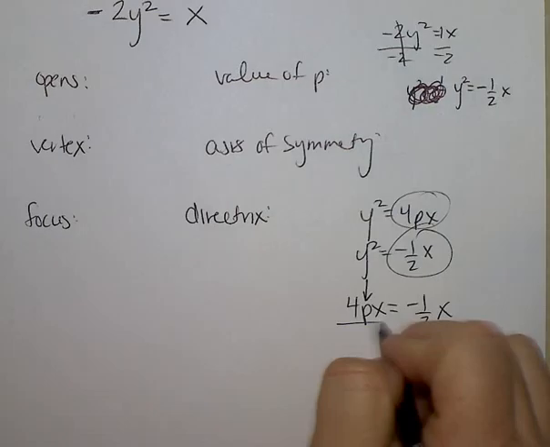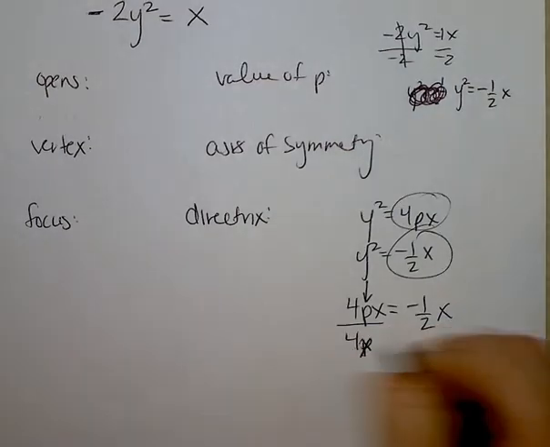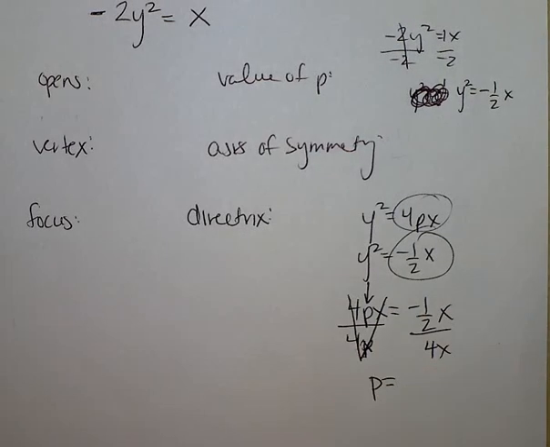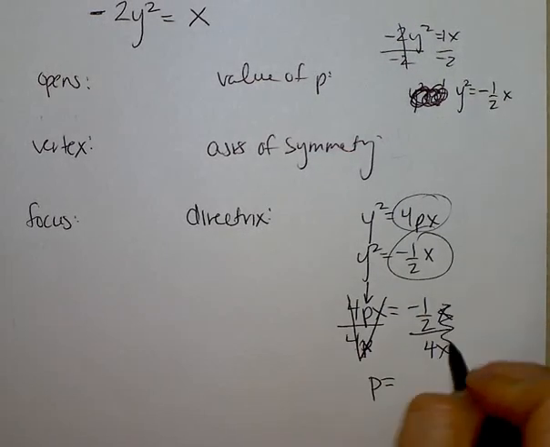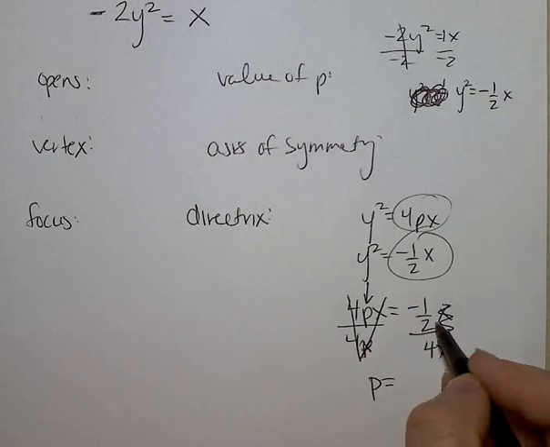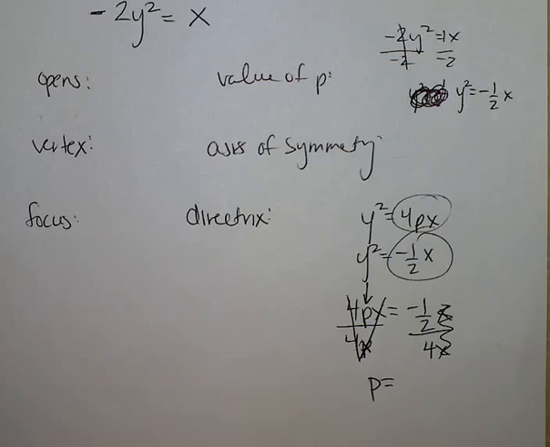So divide by 4x, divide by 4x. So p is now isolated. Grab your calculator and take -0.5 and divide it by 4. What do we get for a fraction? Anybody? -1/8? Do we agree with her? Yes? -1/8.